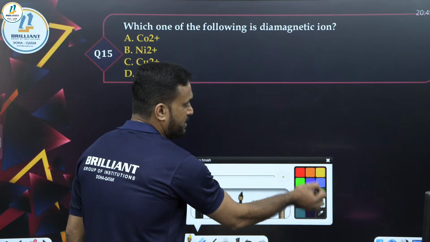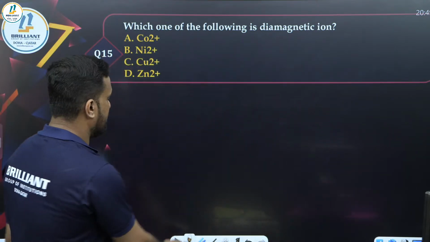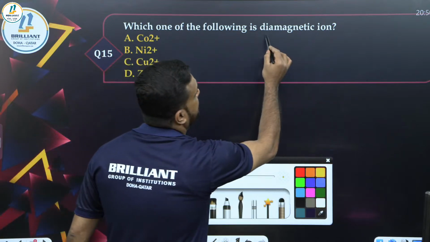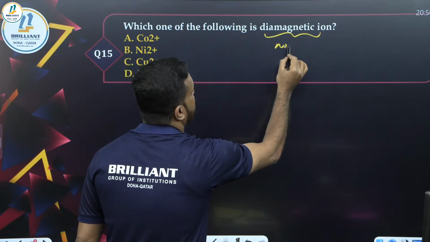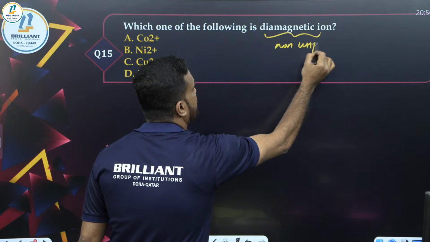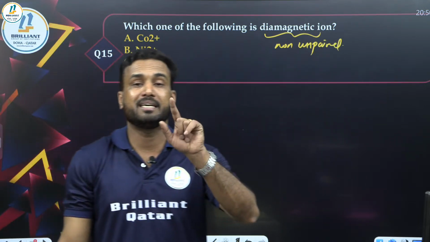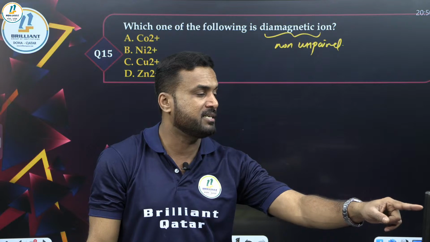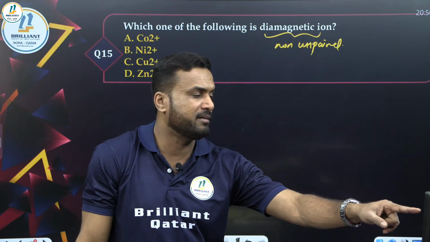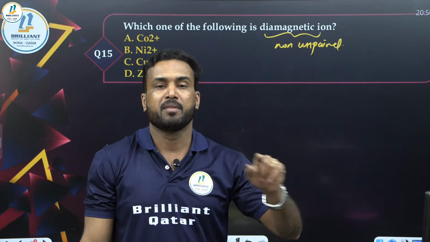Yes, dear students, give the right answer. Here they are asking about which one? Diamagnetic means no unpaired electron, right? So no unpaired electron means we learned in case of zinc, both in ground as well as in dipositive state. Yes, all are giving the right answer. Well done.